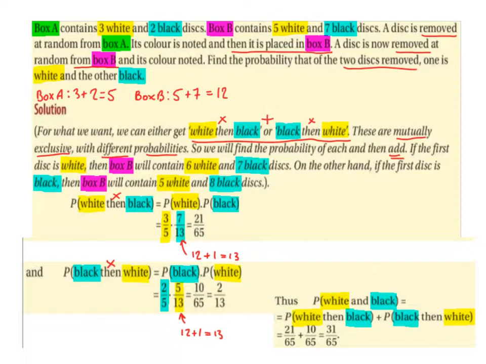So we need to start off by counting how many discs we have in box A. So box A has 3 white and 2 black discs, so it has 5 in total. And box B has 5 white and 7 black discs, so it has 12 in total.